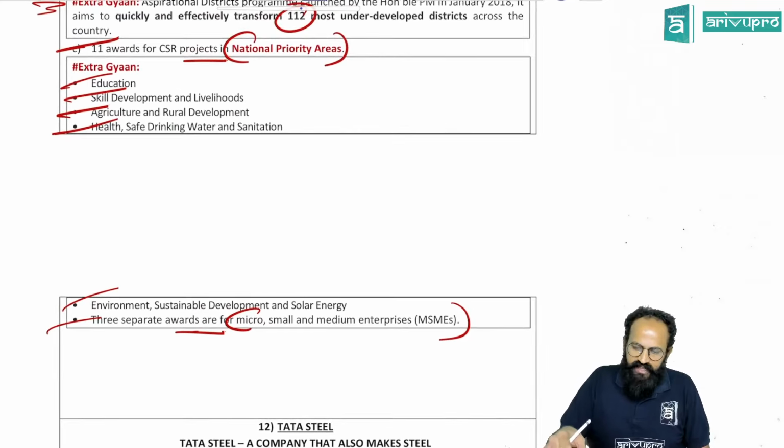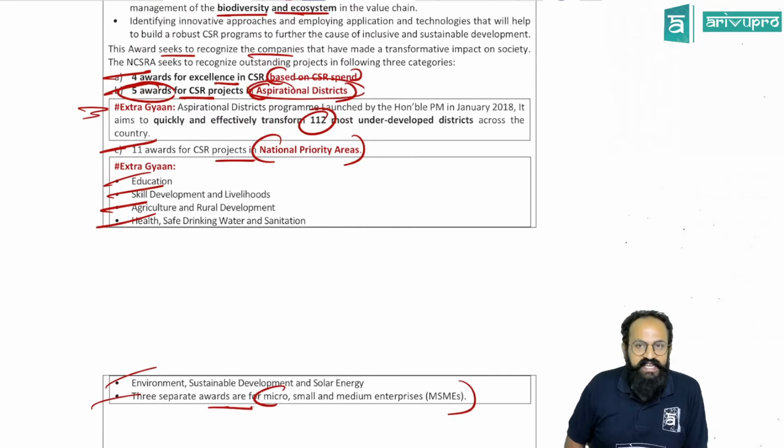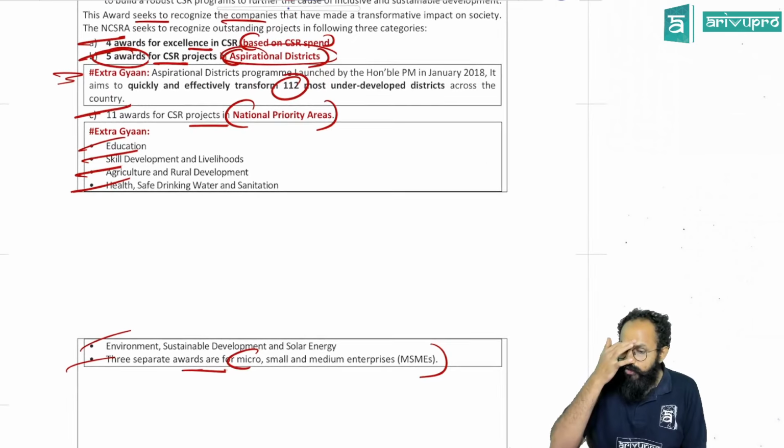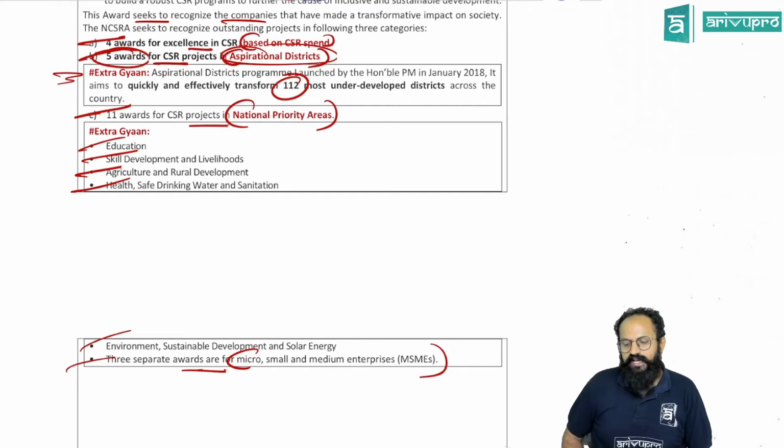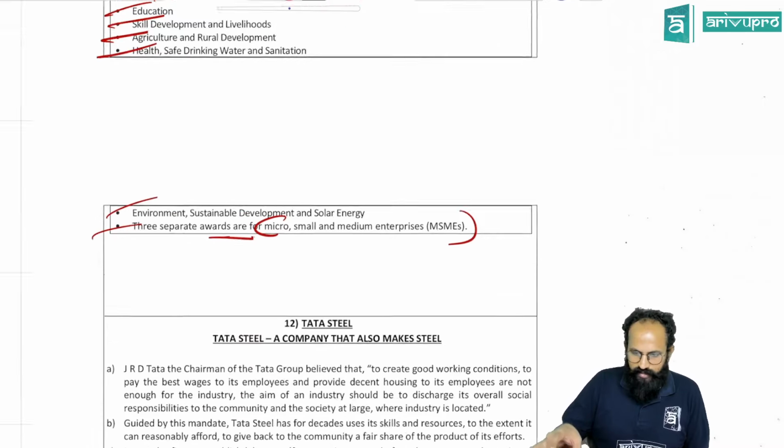Correct. Understood, people? So basically 4 awards for CSR spend, 5 awards for aspirational districts, another 11 awards for national priority areas, 3 awards reserved for MSMEs. Is it clear? Okay. We'll see one more topic and go. Let's go for a break.